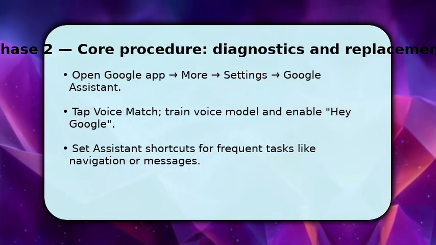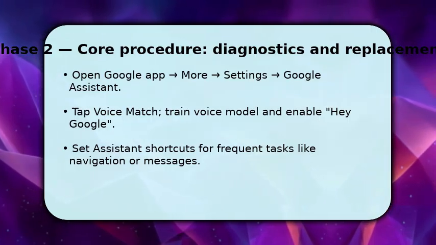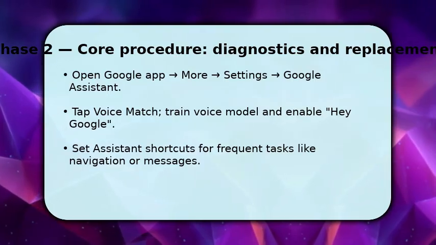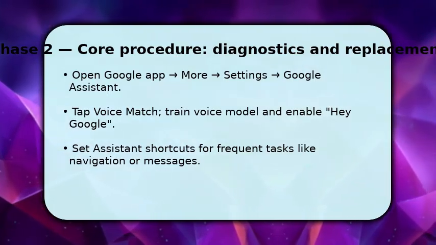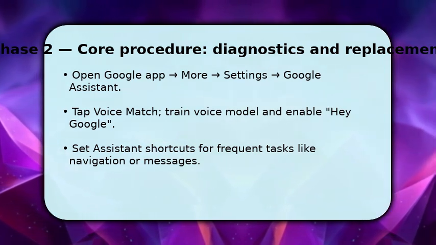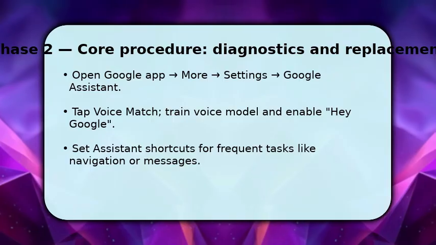Then create shortcuts for frequent tasks, add navigation to work, or a message template, so you can trigger complex actions with a short phrase. Once set, test a few commands. Make sure responses are accurate and adjust voice match if the assistant confuses similar voices.